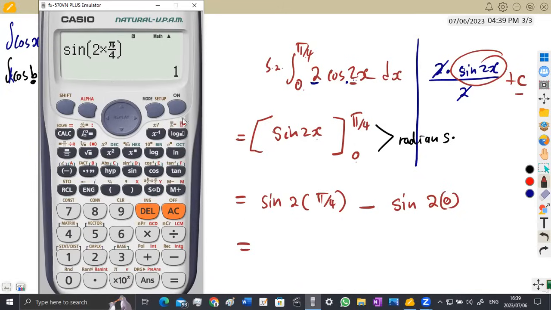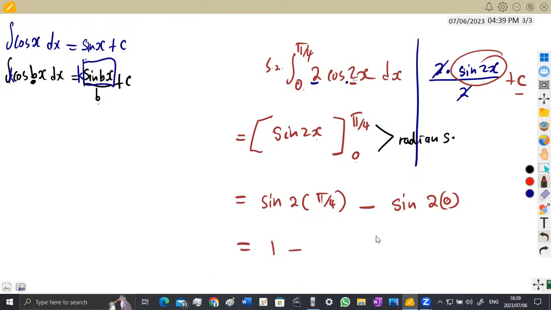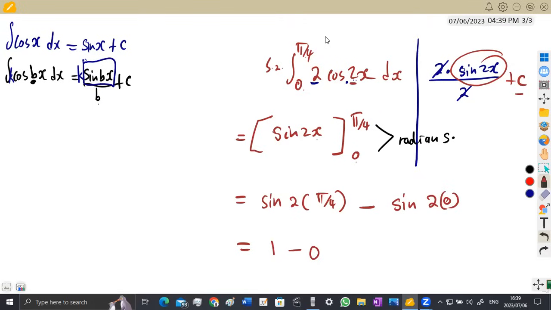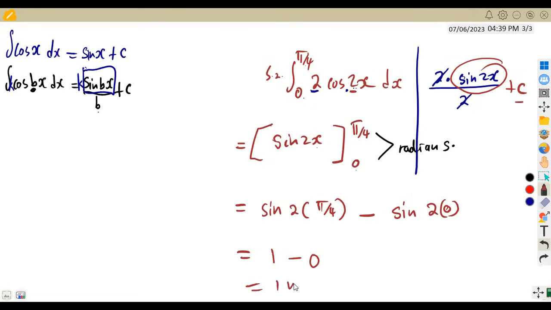So from this part, we obtain a 1 minus sine 2 times 0. 2 times 0 is 0, so we are going to have sine 0, and we are going to obtain a 0 from there. Meaning from this whole part, our answer is going to give us 1. So that's just 1 here.